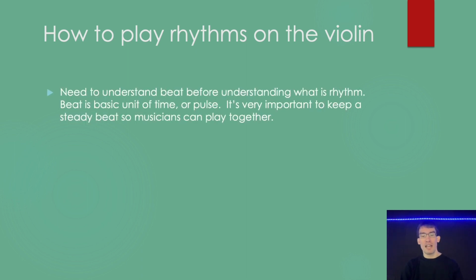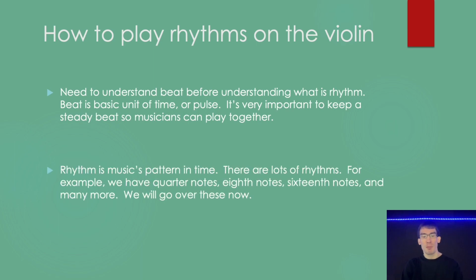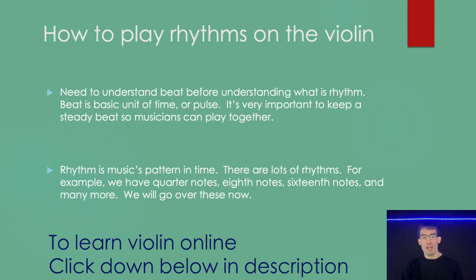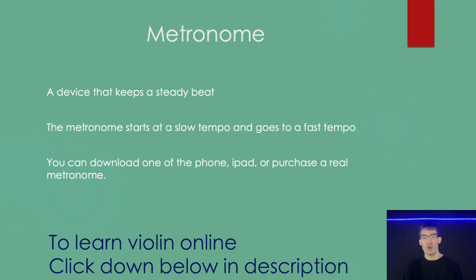Before we understand what rhythm is, we need to understand what the beat is. Beat is the basic unit of time or pulse. It's very important to keep a steady beat so that musicians can play together. Rhythm is music's pattern in time. There are lots of rhythms. For example, we have quarter notes, eighth notes, 16th notes, and many more. We will go over some of these very soon.